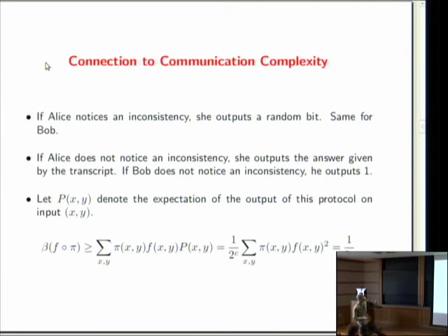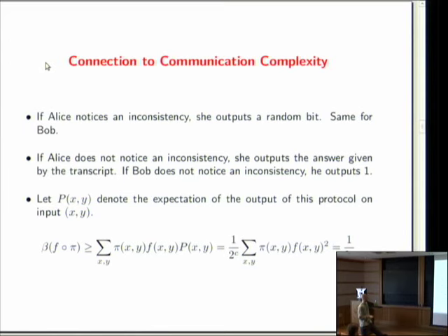Otherwise, if Alice goes through the whole protocol and doesn't see any inconsistencies, then she just outputs the function value. The function value is determined by the transcript. We can just assume it's the last bit of the transcript. And if Bob doesn't notice any inconsistency, then he just outputs 1. Okay? So let P of xy be the expectation of the output of this protocol.